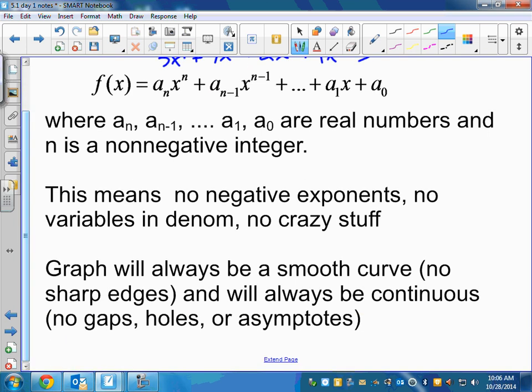Really important to remember that the graph will always be a smooth curve, no sharp corners. Normally we think of graphs something like this. That's a polynomial function, or one version of it. It will always be continuous, which means the domain will always be all real numbers because there's no gaps in the graph, there's no jumps, there's no asymptotes, there are no holes in the graph. And eventually, maybe tomorrow or the next day, we'll graph these by doing a bunch of stuff.